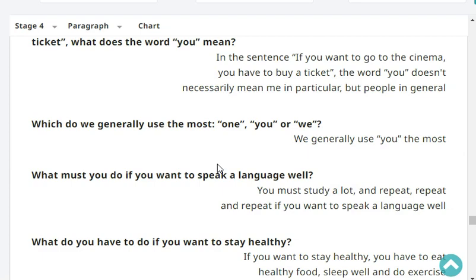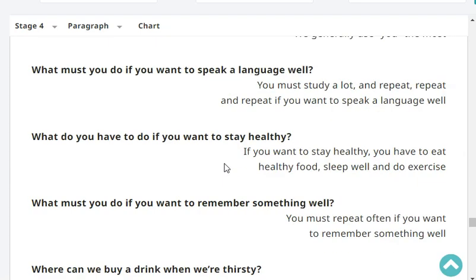What must you do if you want to speak a language well? You must study a lot and repeat, and repeat, and repeat.